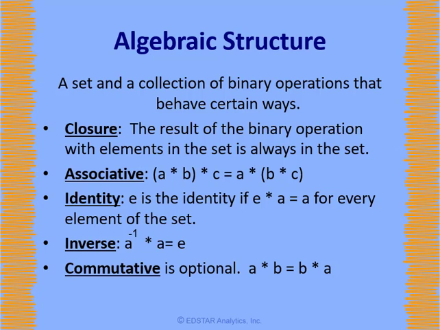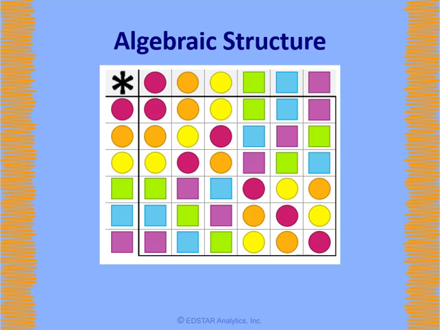First, there's closure within the binary operation and the set. The operation must be associative. There must be an identity element. Every element must have an inverse. And then also, optionally, the operation can be commutative. An algebraic structure defines the relationship between the elements of a set and a binary operation. You don't need numbers, you just need certain structural relationships.